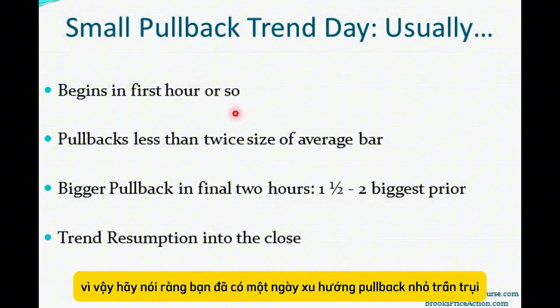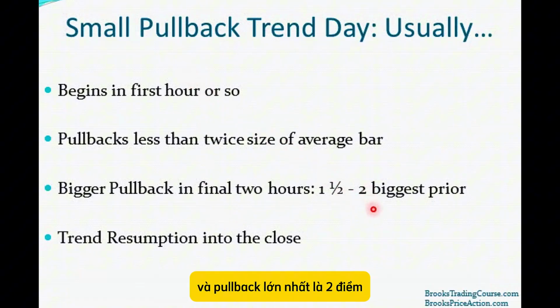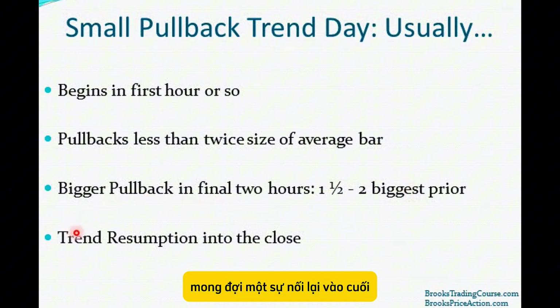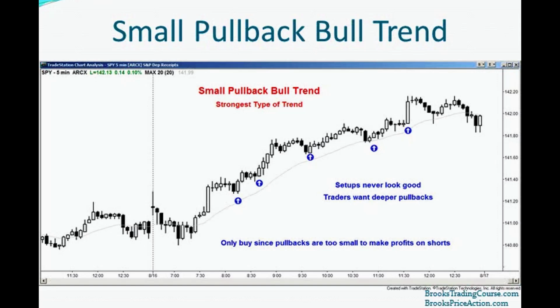So let's say you had a bear small pullback trend day, and the biggest pullback was 2 points. You'd look for one 50% or 100% bigger toward the end of the day. So instead of 2 points, you look for a 3 or 4 point pullback later in the day, a 3 or 4 point rally, and you look to short that, expecting a resumption of the bear into the close.